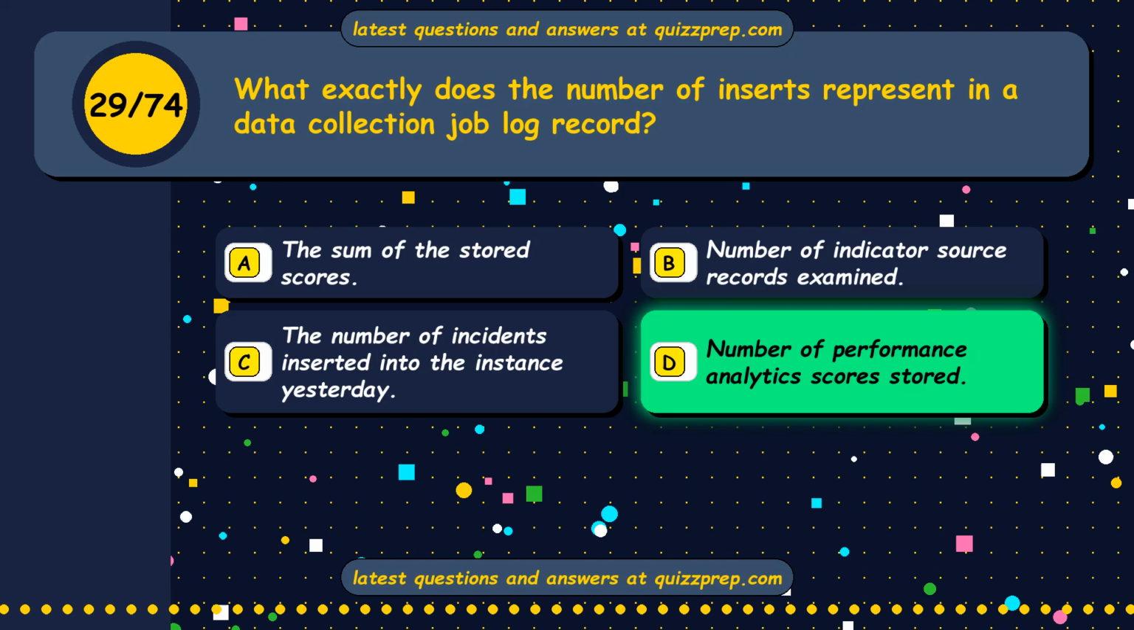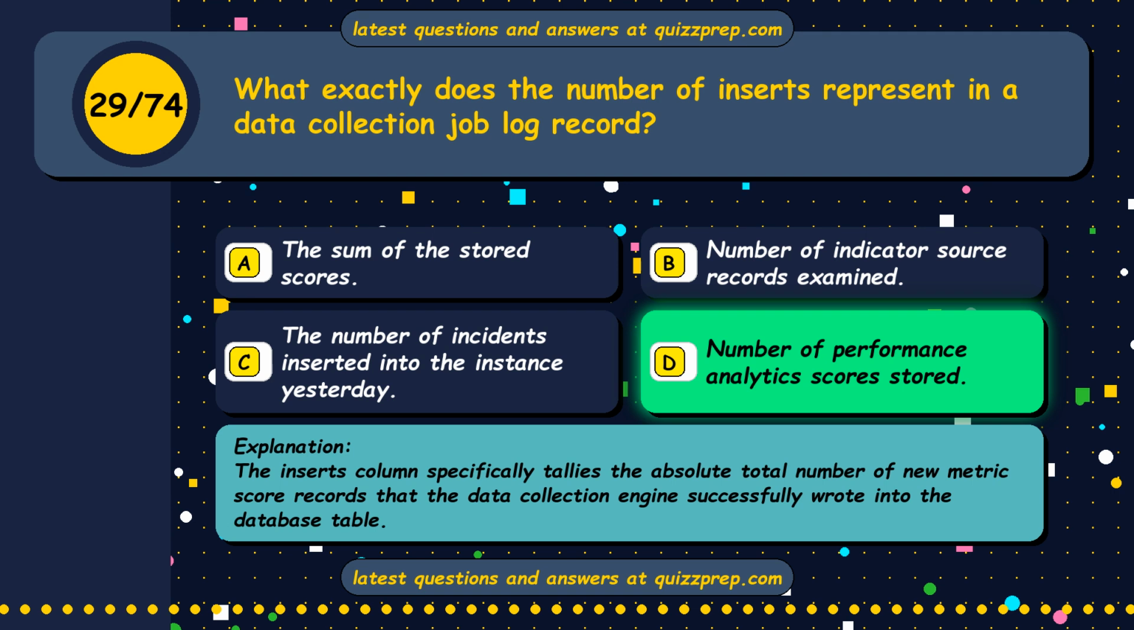The correct answer is option D, number of performance analytics scores stored. The inserts column specifically tallies the absolute total number of new metric score records that the data collection engine successfully wrote into the database table.